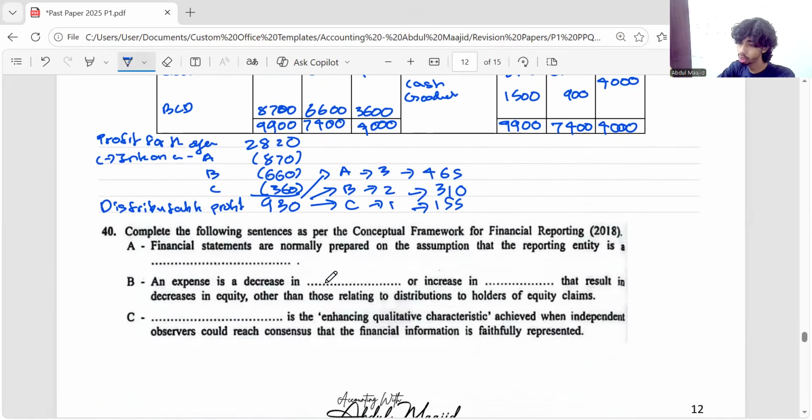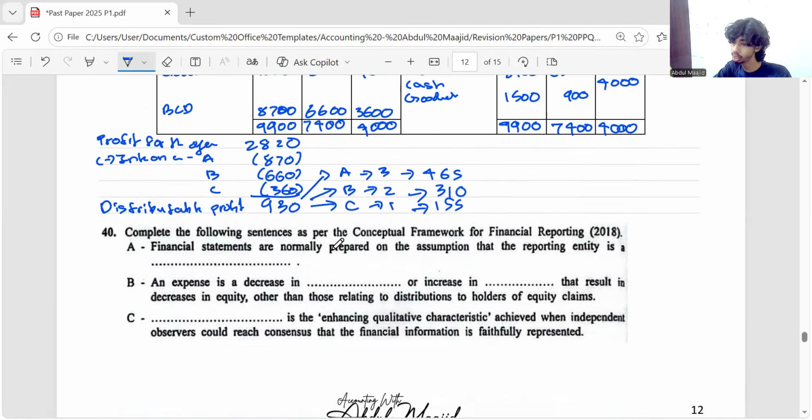Partnership done. 40th one. Complete the following sentence as per the conceptual framework for financial reporting. Financial statements are normally prepared on the assumption that the reporting entity is a going concern. The main concept is going concern. Then B, an expense is a decrease in asset or an increase in liability that results in the decrease in equity other than those relating to distributions to holders of equity claims. Any decrease in asset or increase in liability other than drawings is an expense.